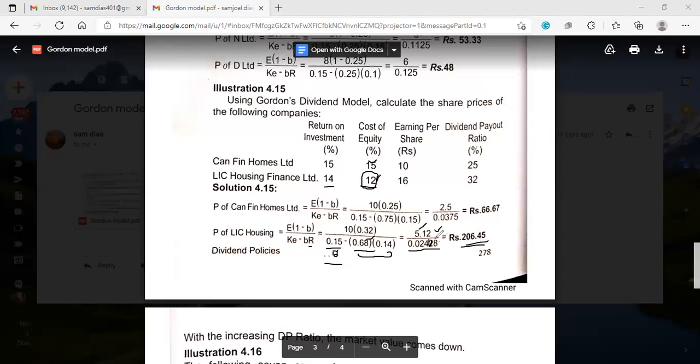The answer is right. Only they have considered a wrong figure here, but the final answer is right. They have mentioned the right answer, but here I think they have mistakenly taken a wrong figure. So this is about the solution of this problem. Let us move towards another one.